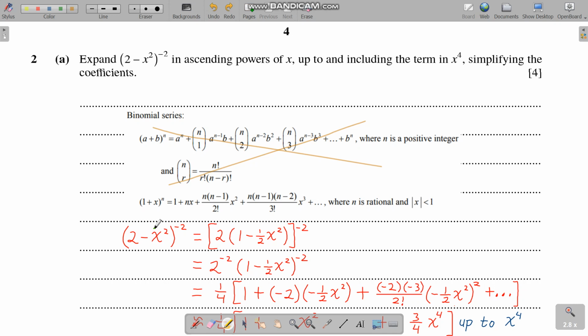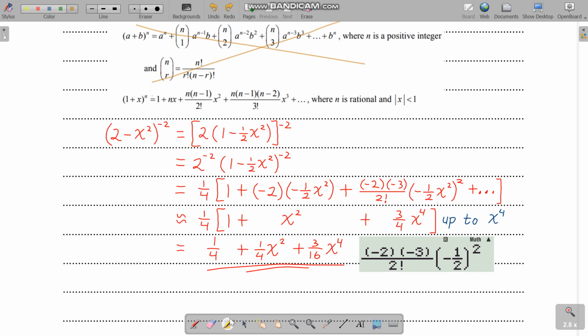So after we factorize the 2, the square brackets are important because the 2 is also to the power of minus 2. That's a common mistake if you don't use power minus 2 here. So now we can use the formula because we have 1 plus or minus something. When we use the formula, we replace the n in the MF19 formula here. The n, we replace it with minus 2, and we replace the x with minus 1/2 x squared, so the minus is included.